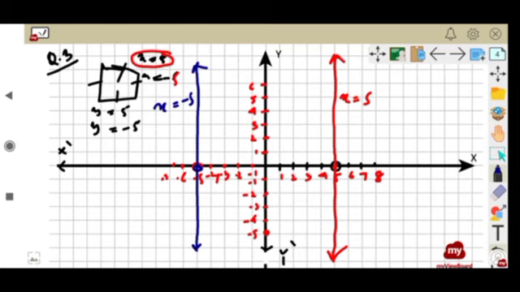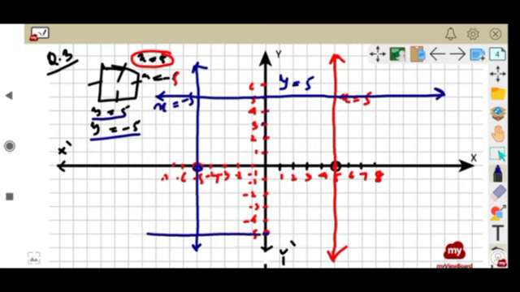Okay, then next we have y equal to 5. So along the y-axis, where is 5? 1, 2, 3, 4, 5. Here we have to draw. Okay, this line is y equal to 5. Now at the last we have y equal to minus 5. This here is minus 5. So you have to draw in this way. This is y equal to minus 5.